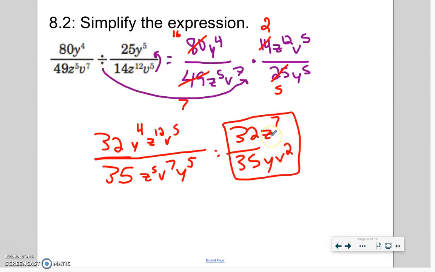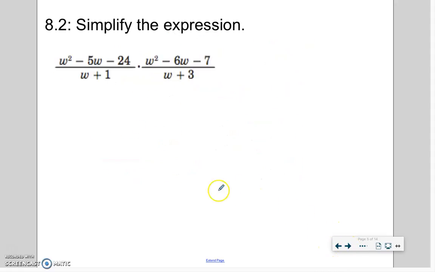The order of the variables does not matter. You know when you're done when you only have 1 z, 1 y, 1 v, one single variable. Now, those are all monomials. So the same process goes with binomials. The only thing is we have to factor.